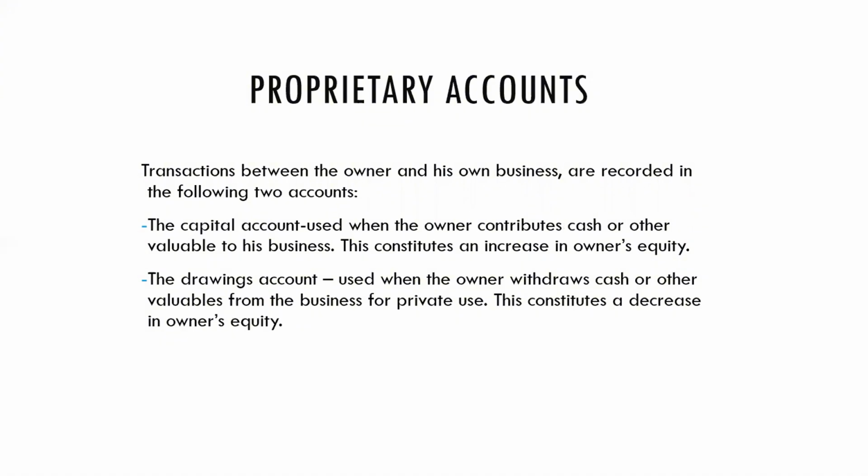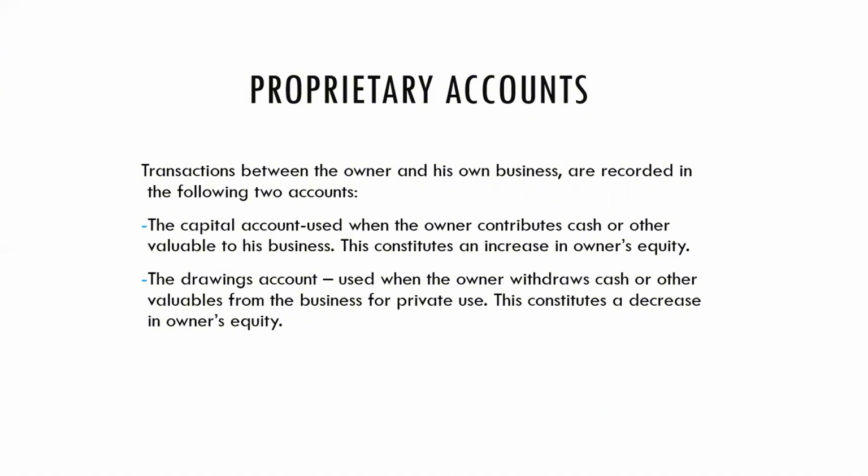Okay, proprietary accounts. So what are proprietary accounts? These are transactions between the owner and his own business. So there are two types of proprietary accounts. The capital account, I mentioned this earlier, is used when the owner contributes anything to the business. It could be cash, it could be other assets. It could be a motor vehicle of his own that he contributed to the business's capital. It could be furniture, it could be equipment, it could be anything, right? Not necessarily cash. This increases the owner's equity, so it increases O.